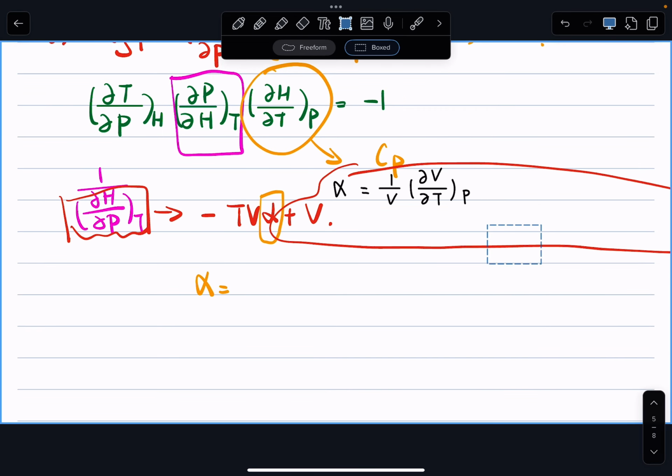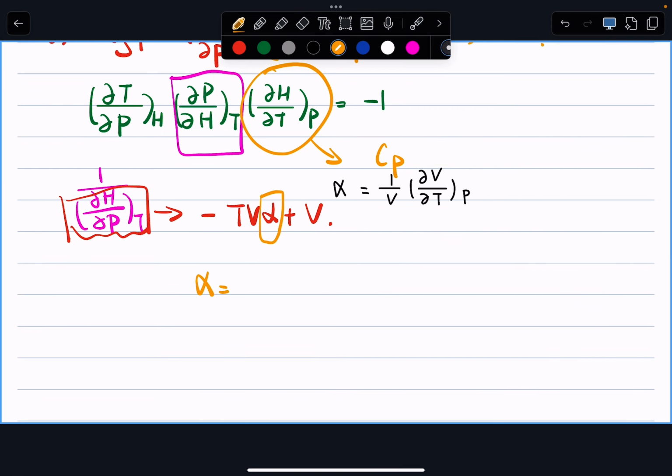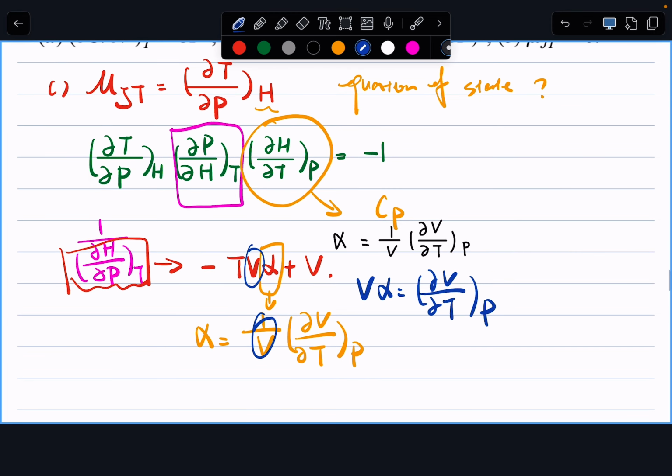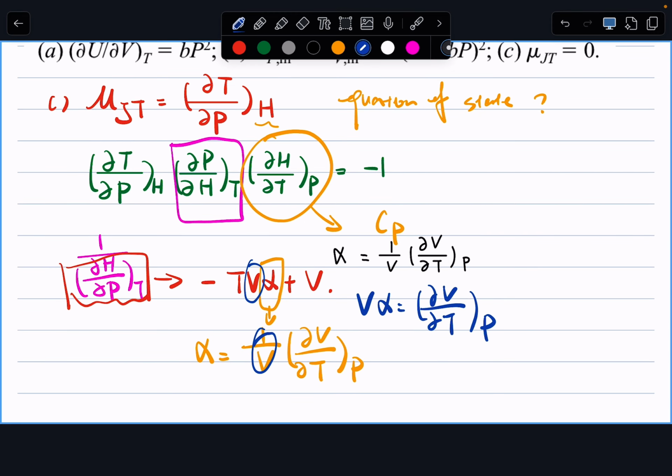My alpha equals 1 over V (dV/dT) at constant P. And in here, this 1 over V and this V will be canceled out, or V alpha just equals my (dV/dT) at constant P. With me so far? I'm just going over with you how I think about the process, not in the most pretty way. My annotated note is much prettier, but this is how I think about this process.